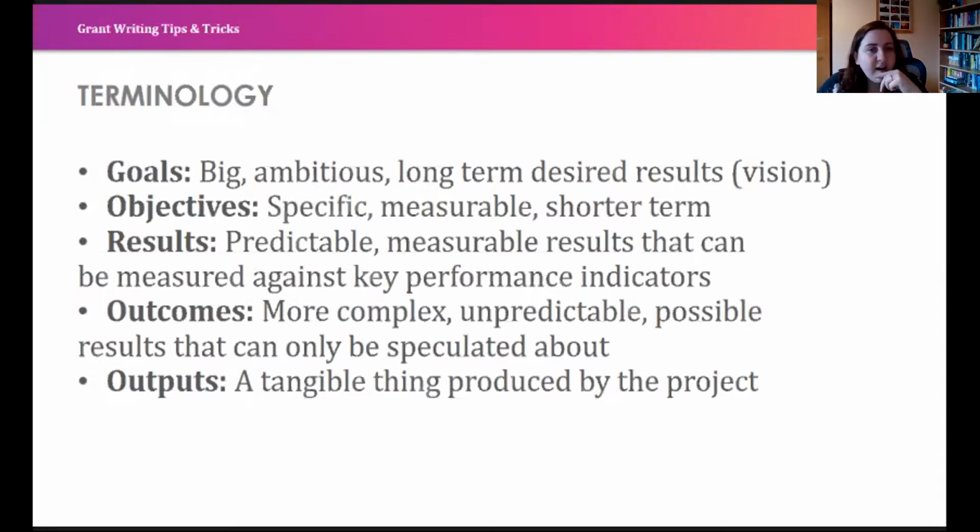The results then are the predictable, measurable results that can be measured against key performance indicators. And this is really important. This is probably the most important part of the grant, because at all times, you have to give key performance indicators. People can often really shy away from that because they're worried about putting definite numbers, and they're worried about, oh God, what if we can't reach this?